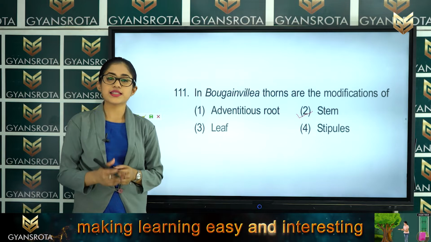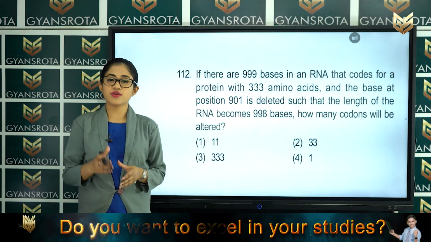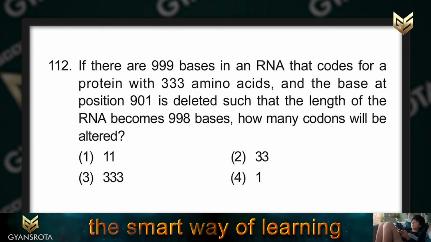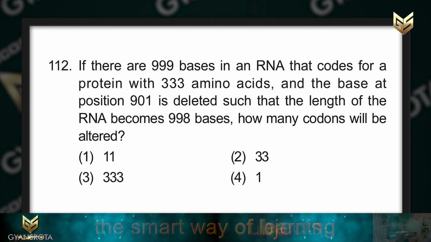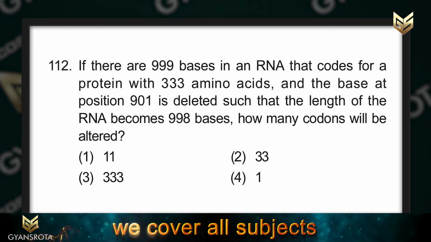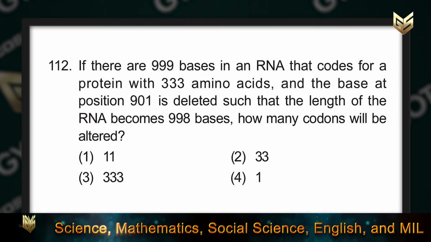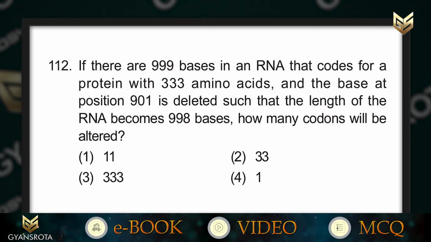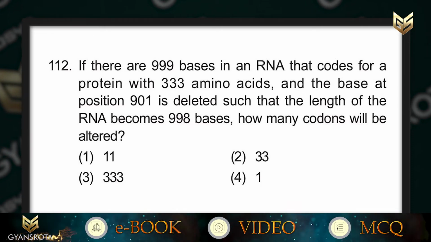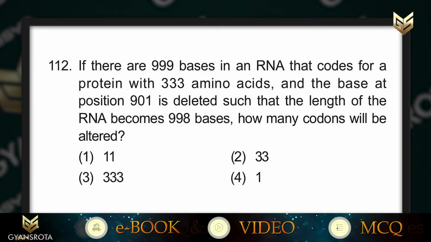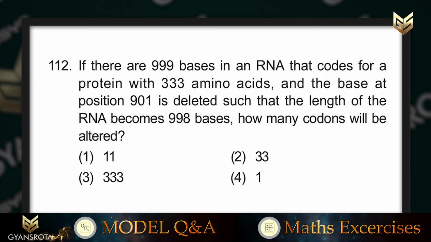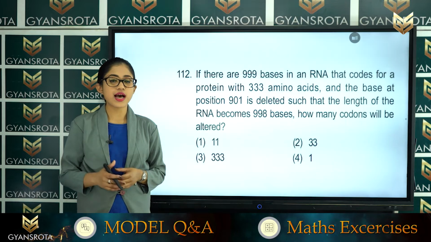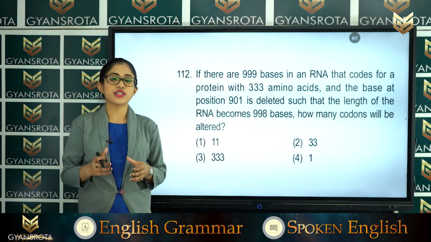Alright, now let us see the next question. Now, in the next question, that is question number 112, it says that if there are 999 bases in an RNA that codes for a protein with 333 amino acids and the base at position 901 is deleted such that the length of the RNA becomes 998 bases, how many codons will be altered? So, that is from the chapter Molecular Basis of Inheritance. There we have discussed the genetic code.